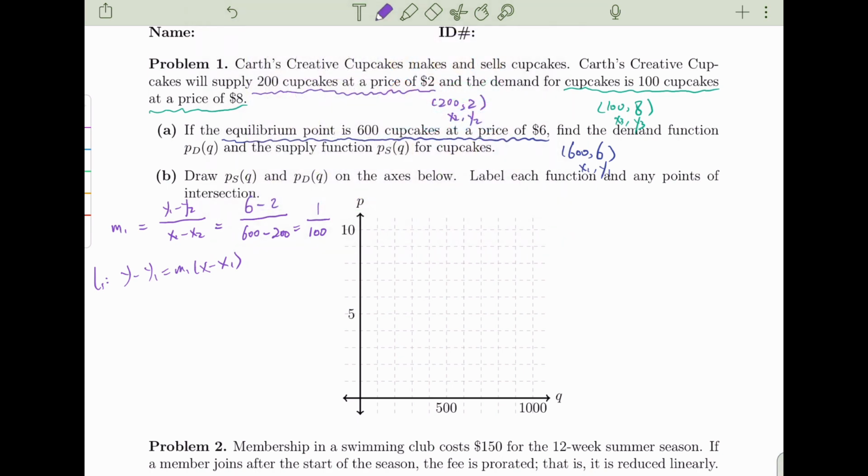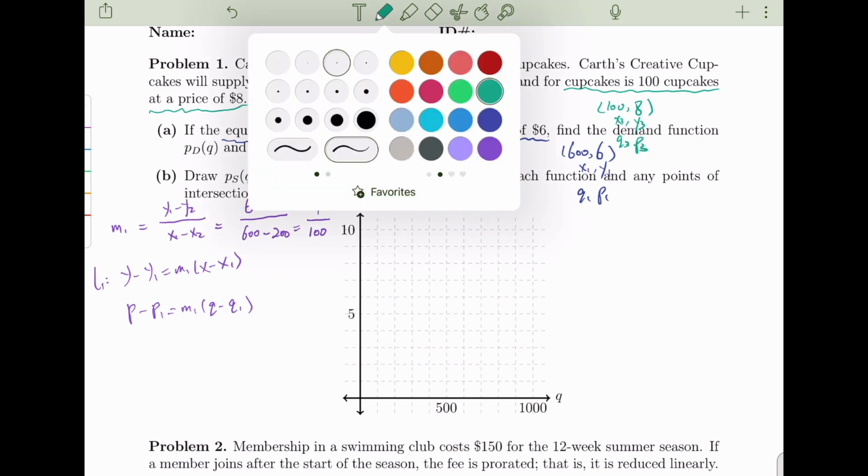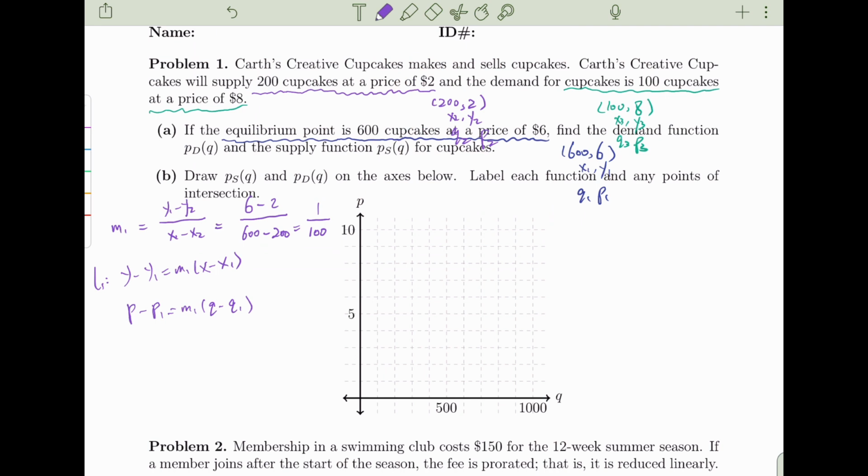So instead of writing y minus y1 here, I'm gonna change it to p minus p1 equal to m1 times q minus q1. And I'm also gonna change the name of the x1, y1 here. So that is q2, p2. This is q1, p1, and this is q3, p3. Now I can plug in, right?